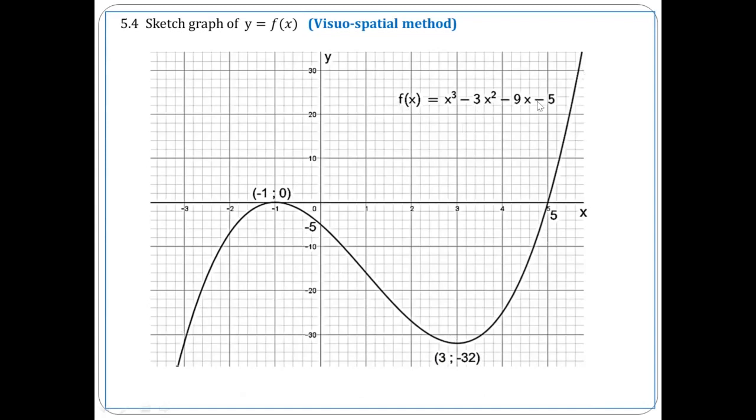And you label your graph. f of x is x cubed minus 3x squared minus 9x minus 5. And these are the two coordinates of the turning point, and the x-intercepts, which are minus 1 and 5, and the y-intercept, which is minus 5.